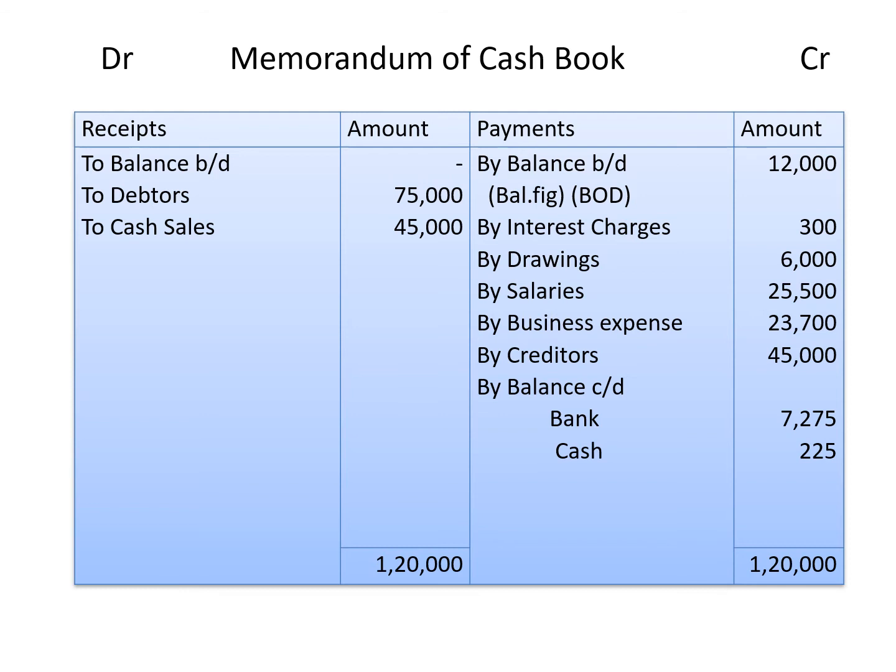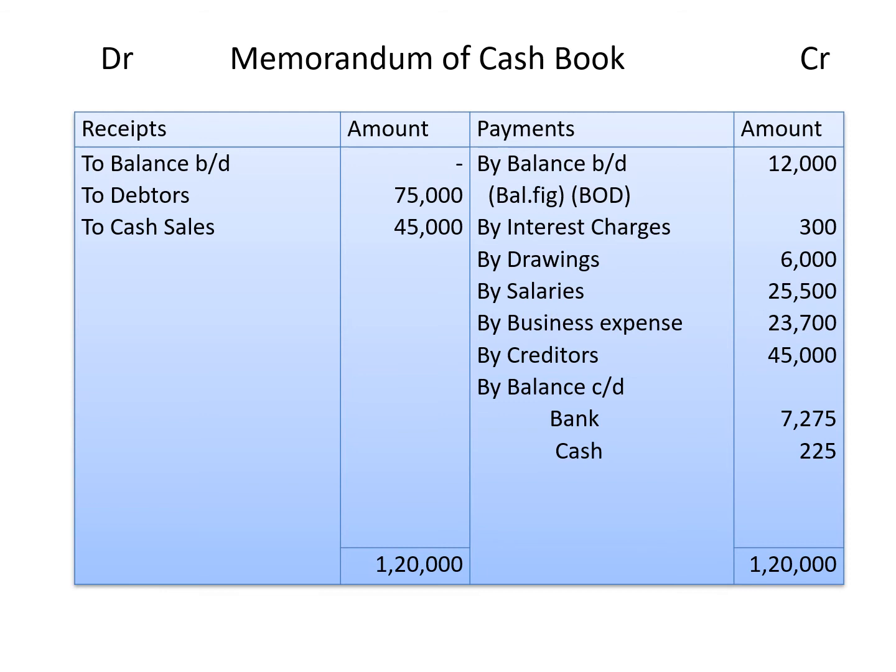In the question we discussed, cash receipts from debtors and cash sales are given. Those two items are recorded here as receipts. So on the receipt side, the debit side of the cash book, to debtors 75,000 is recorded, and cash sales of 45,000 are given. So to cash sales 45,000. Coming to the other expenses, we were given interest charges.